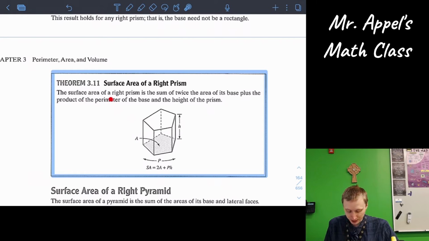So the surface area of a right prism is the sum of twice the area of its base plus the product of the perimeter of the base and the height of the prism. Okay? So if you can remember that or have it in an easy reference in your notes, twice A being the area of the base, plus P times H, P the perimeter, and H the total height. That can save you a little bit of calculating there.